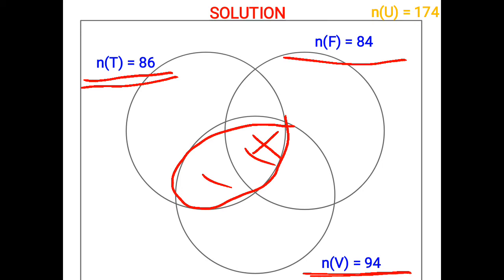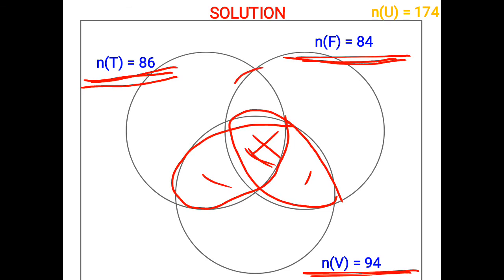Then the next one says 34 play volleyball and football. So volleyball and football, that is the whole of this, 34. If the whole of that is 34, and we know the intersection of all is x, this side is going to be 34 minus x. Similarly, 42 play table tennis and football. That's the whole of this side. So if the whole of that side is 42, and the intersection of all is x, then only this side is going to be 42 minus x.